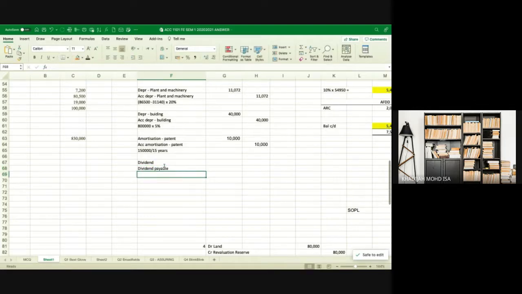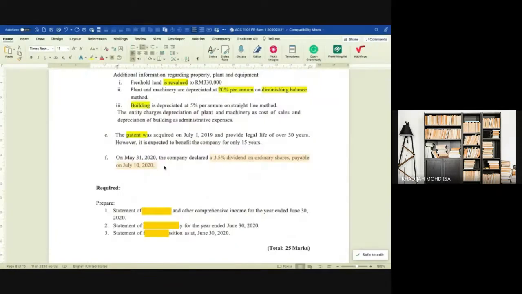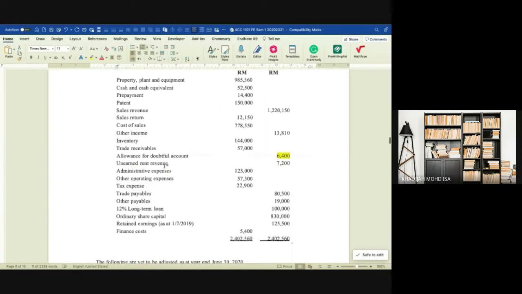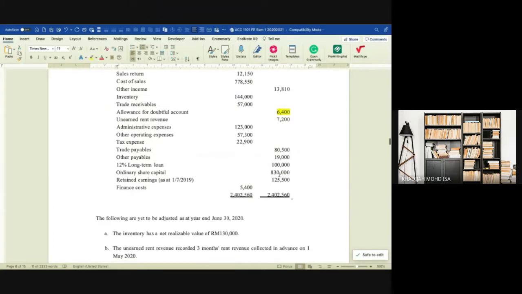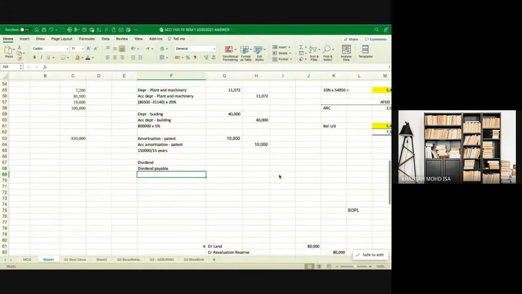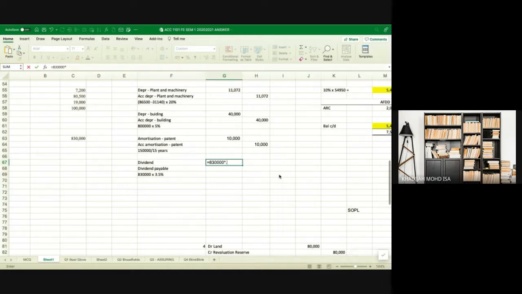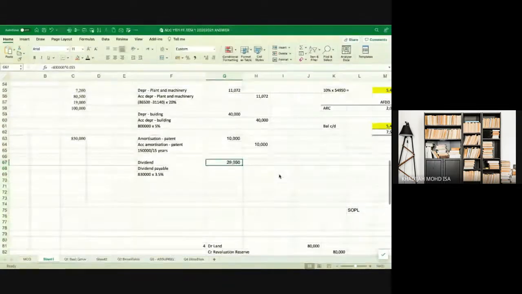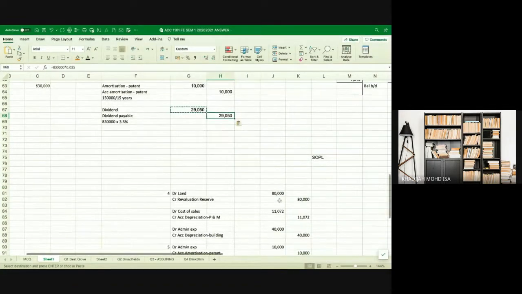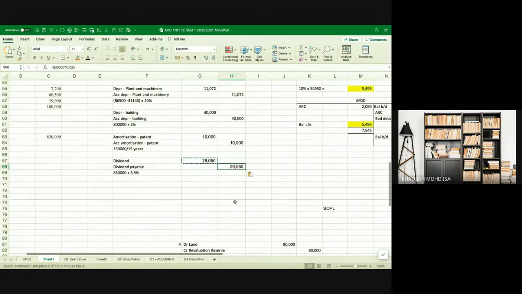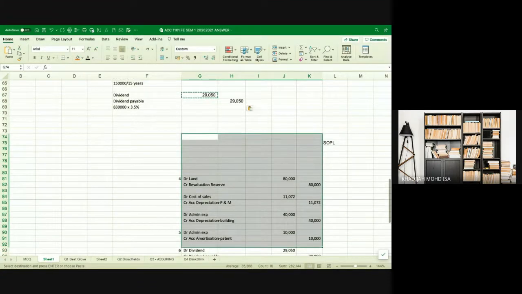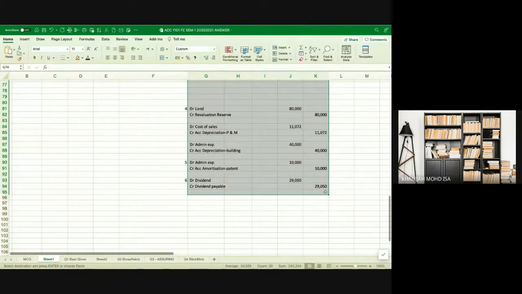So how much is the dividend? It's 3.5% of your ordinary shares. Where is your ordinary shares? You have 830,000 ordinary shares. So what you have is 830,000 times by 3.5%, right? So what you have is 830,000 times by 0.035. That gives 29,050. So that would be the adjustment, right, based on the notes given to you.